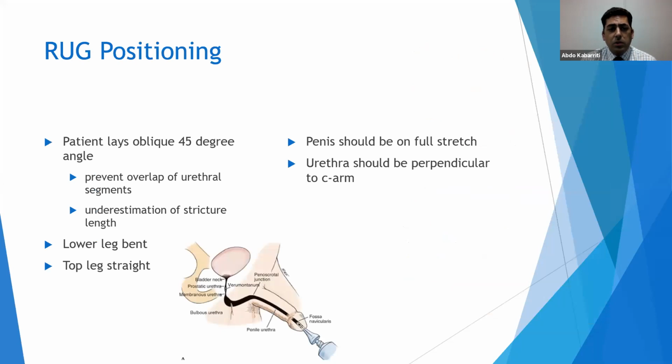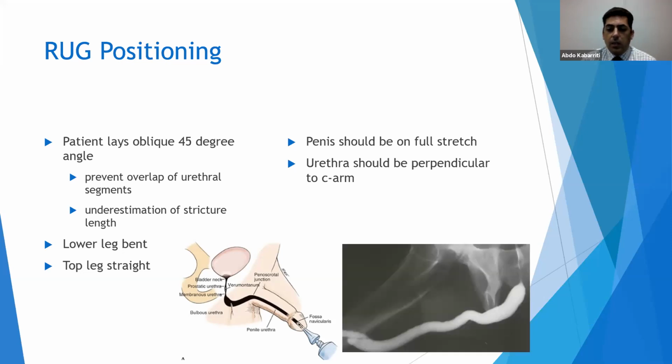So how to do a RUG. Usually the patient is lying down obliquely at a 45-degree angle, and that is to prevent overlap of the urethral segments. You want to make sure that you have the penis on full stretch so as not to underestimate the length of the stricture. The lower leg is usually bent, the top leg is straight, and the urethra should be perpendicular to your C-arm.